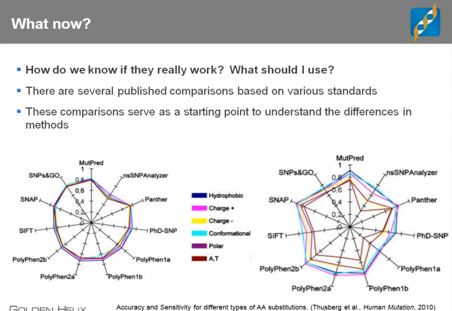It's a 2010 paper by Thusberg and others that shows over here on the left this accuracy metric for several different methods. And we can see most of them have similar accuracy for the particular benchmarking data that they used. Most of them are between 70 and 80% accurate, with some notable exceptions. And similarly, we see the sensitivity scores where there's a little bit more variation.